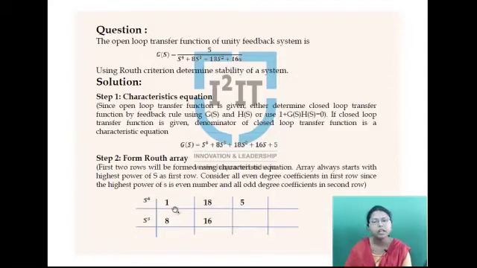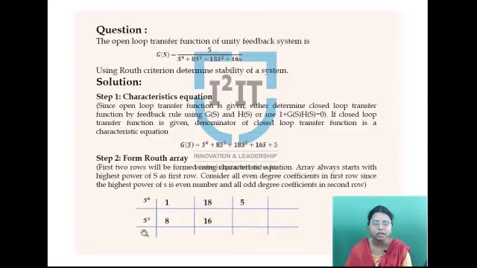The coefficient here will be the s to the power 5 coefficient. The coefficient in the second column will be the s cube coefficient. The coefficient in the next column will be the s to the power 1 coefficient. So the selection of these rows will depend upon the characteristic equation.